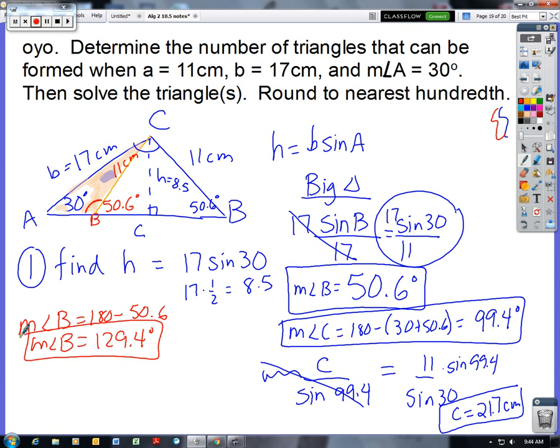Okay, so now on my little triangle, I know these two angles. I can add them up and subtract from 180. Actually, I could do that in my head. So that's going to be 30 plus 50.6 is 80.6. So 180 minus 80.6 is 99.4. That'll be the measure of angle C, degrees. Okay, so now we have all of the angles of the little triangle.